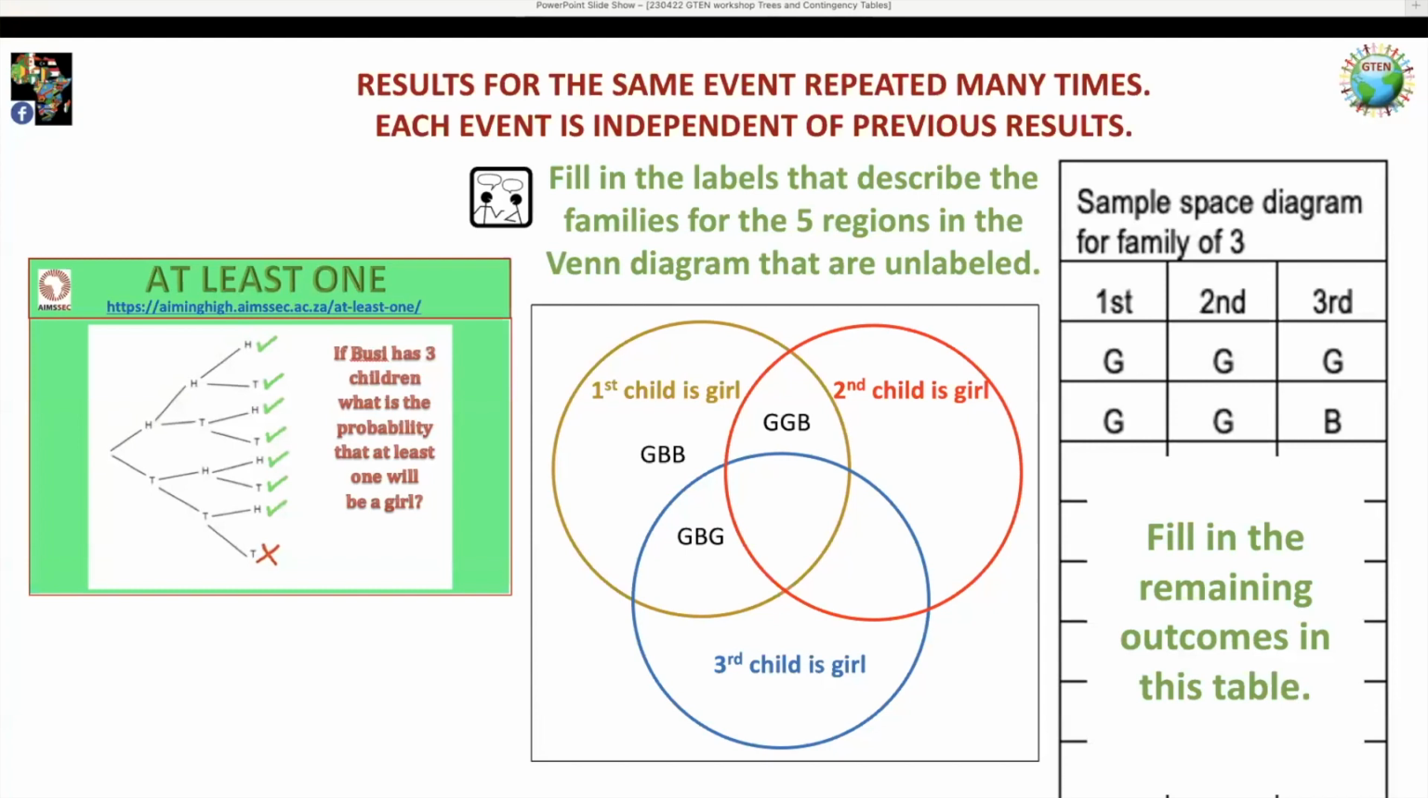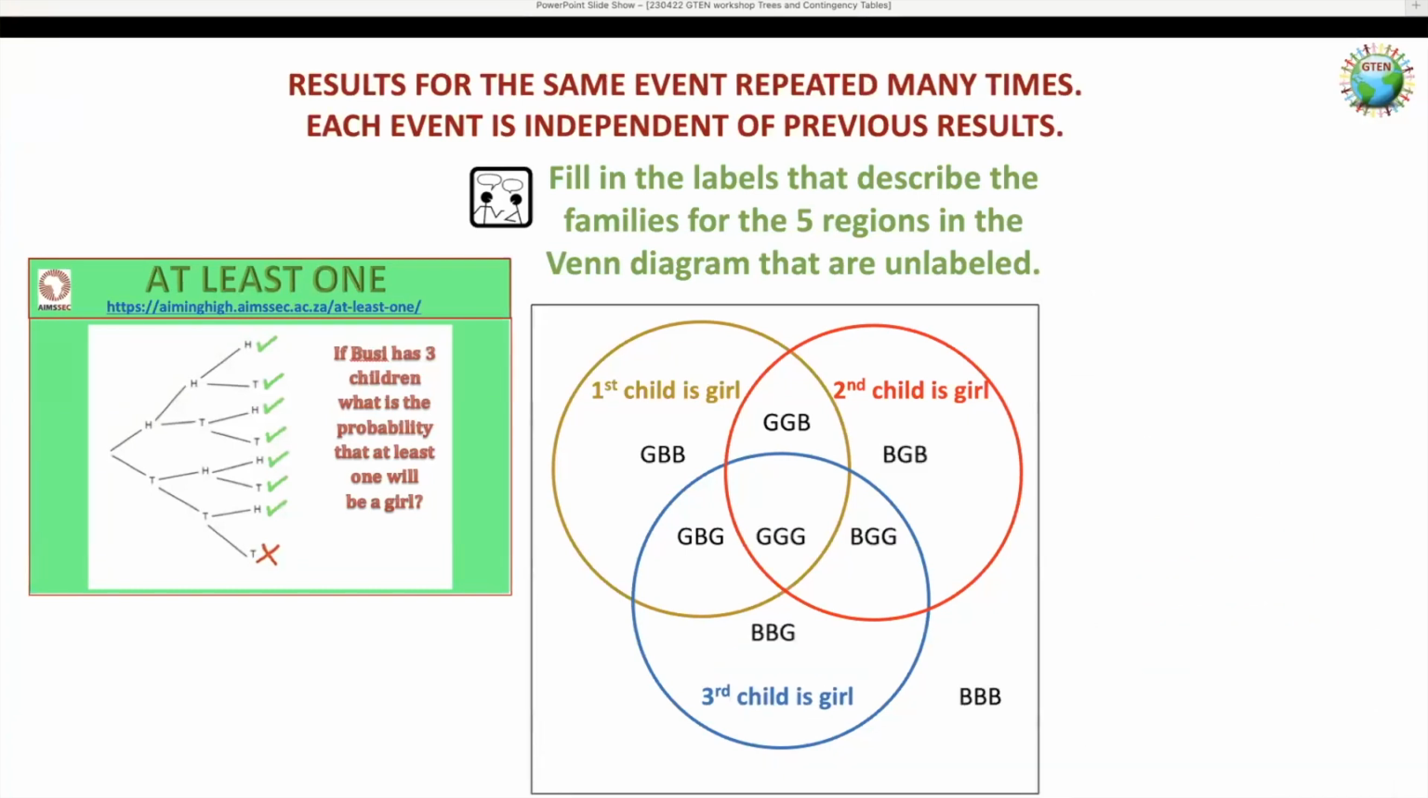Again, pause the recording and go ahead and sketch it out. If you're in the GTEN teacher group, then you can find the worksheet as well. So now, here you see the answers for our Venn diagram.